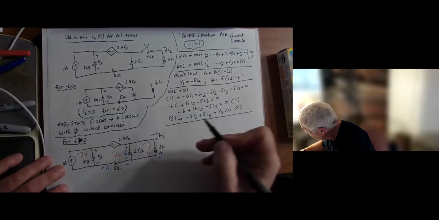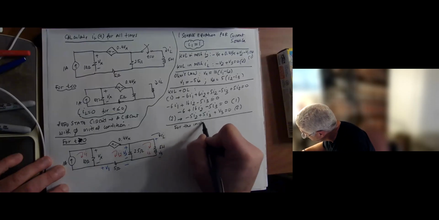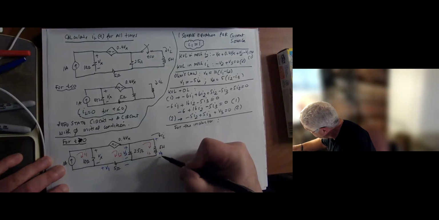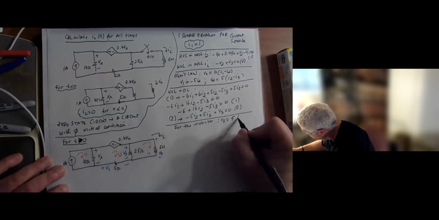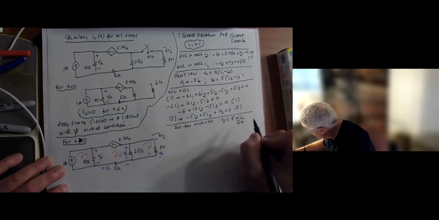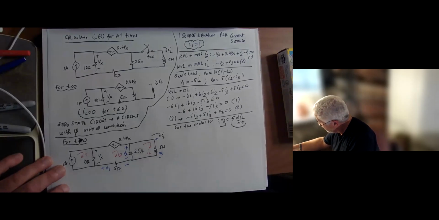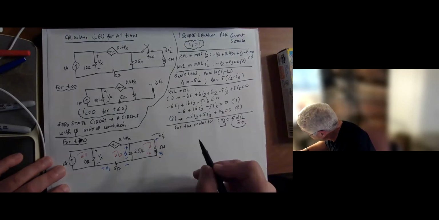And now for the inductor, what do I say? I say the voltage across the inductor, which is V3, is equal to the inductance, which is 5, times dIL/dt. So wherever I have V3 in my equations, I'm going to put 5 dIL/dt. I only have one V3 here.